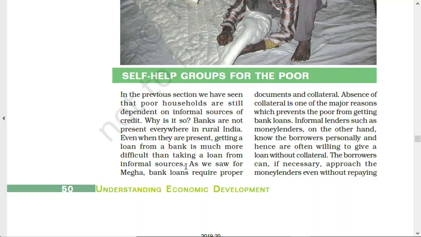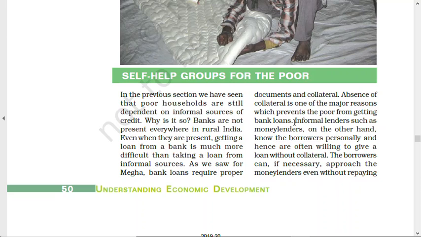If they give a loan, and that person is not able to recover the loan, he will be held responsible. He has to be accountable for all these things. So why will I, suppose I am a bank officer, why will I unnecessarily take the risk? Naturally he will be very hesitant to give a loan to a person where recovery is almost difficult. As we saw, bank loans require proper documents and collateral. Absence of collateral is one of the major reasons which prevent the poor from getting bank loans.